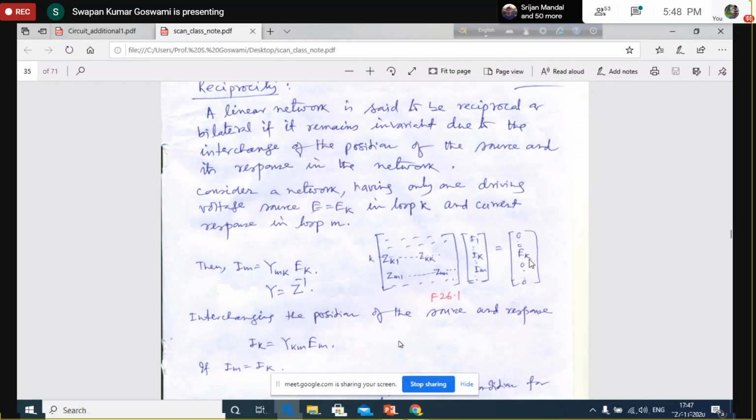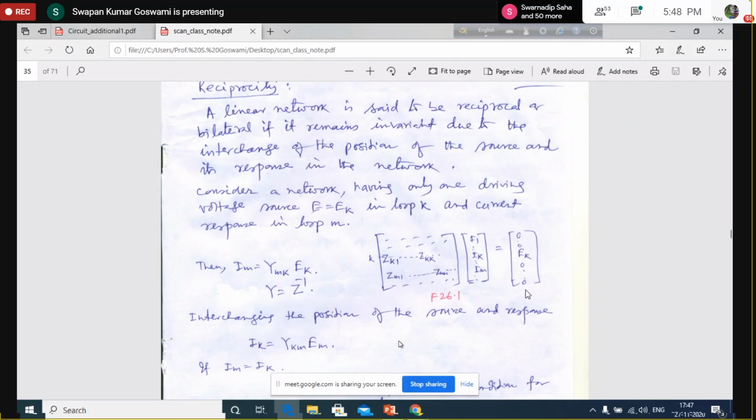Now here it will be at loop M. EM will be, value will be EM. Okay. Now to find out the current in the new condition, again you have to take the inverse of the impedance matrix. So the expression will be I equal to Y into this voltage vector. In this voltage vector now, EM has a non-zero value.